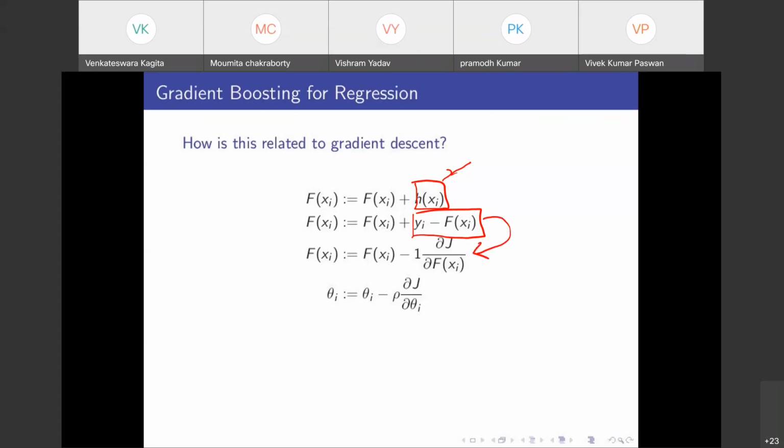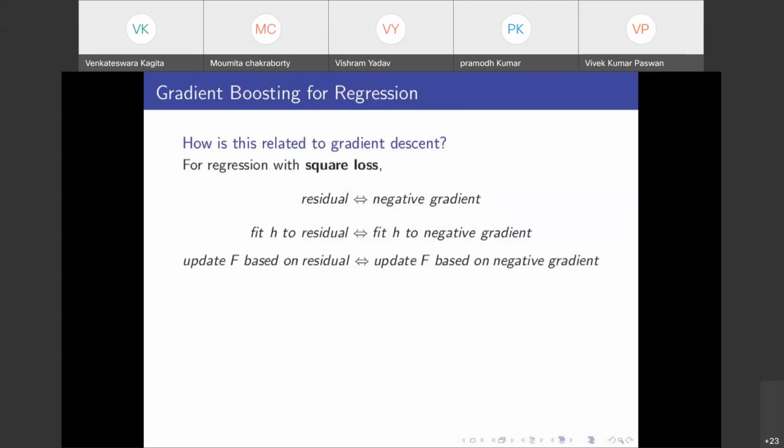So what are we doing? f of x is updated to f of x minus 1 times the derivative of J with respect to f of x. Isn't it looking in this form? Theta equal to theta minus alpha times the derivative of J with respect to theta j. Right? So it is in the same form. Right? So residual is equivalent to negative gradient.